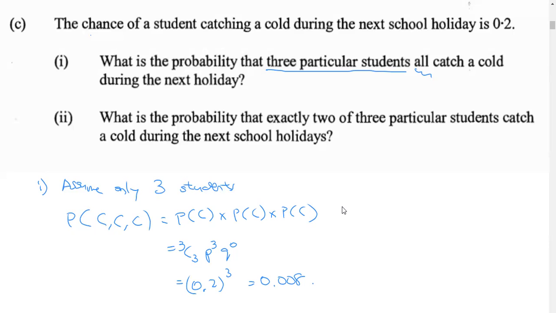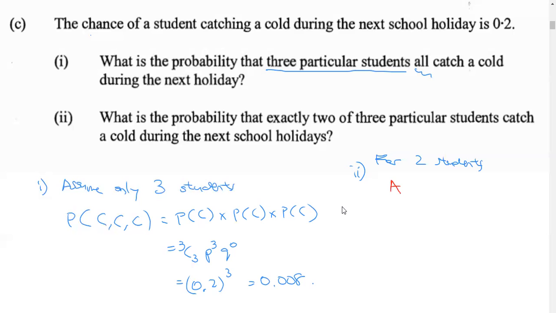Part 2: what is the probability that exactly 2 of the 3 particular students catch a cold during the next school holidays? Well, it's a very simple binomial question this time, assuming 3 students only. For 2 students, remember, we don't care about the order. It could be the first and the third, the first and the second, or the second and the third. I mean, those are your 3 possibilities, really.